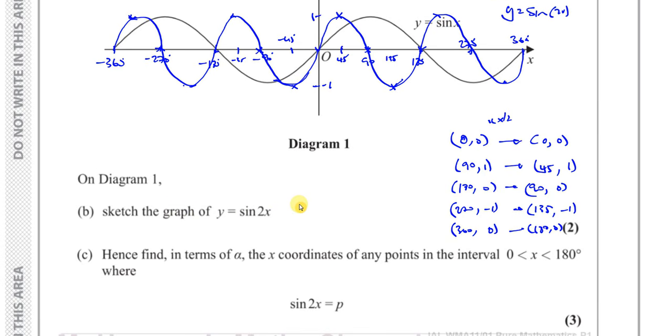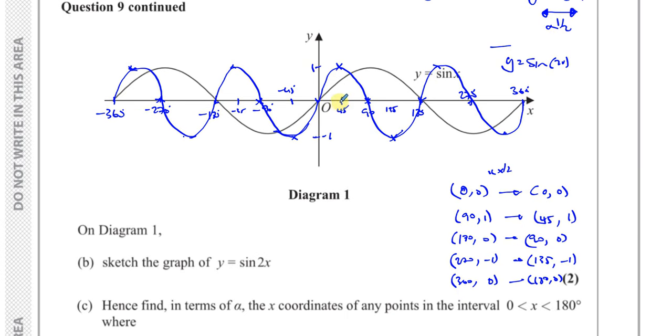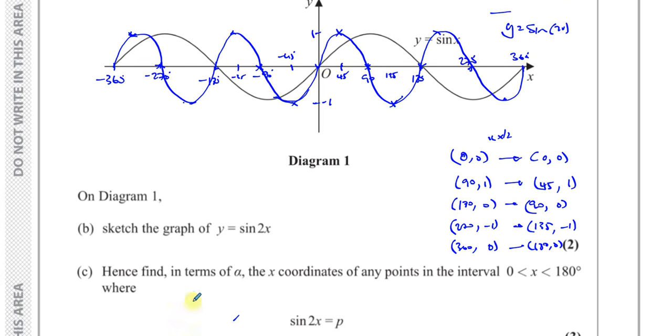It says, hence find in terms of alpha the x coordinate of any points in the interval from 0 to 180 where sine 2x equals p. Okay, so now remember alpha is an acute angle somewhere between 0 and 90. Okay, so now it says find in terms of alpha the x coordinate at any points in the interval 0 to 180 where sine 2x equals p.